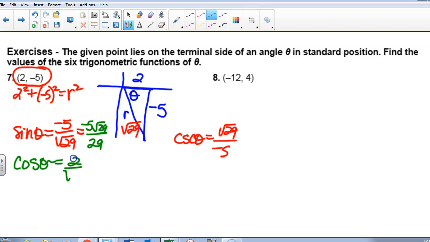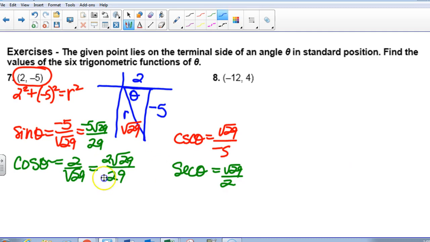Cosine is 2 over square root of 29, which would rationalize as what? 2 square roots of 29 over 29, and make the secant just square root of 29 over 2. Am I going way too fast? Tangent is the easy peasy one because tangent is just y over x, so we were given that without ever drawing anything, right? It's just negative 5 over 2. And cotangent then is, okay.